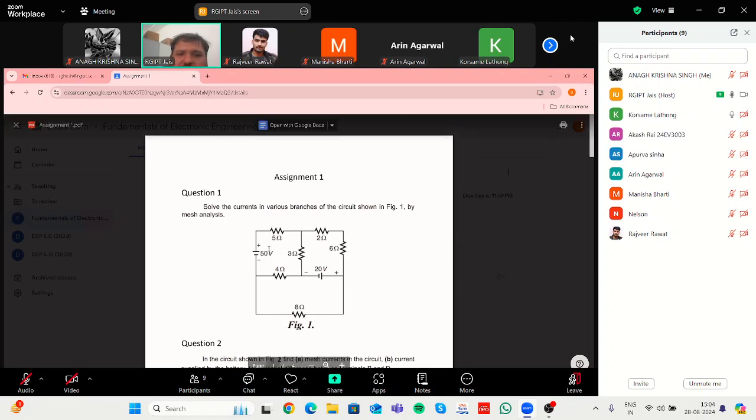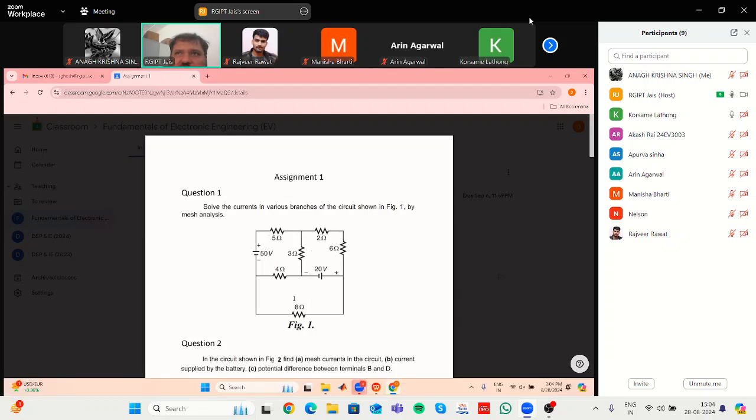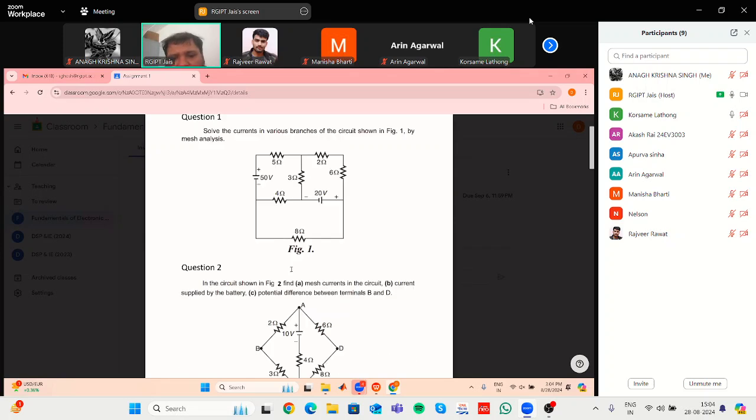So what is the problem here? Mesh 1, mesh 2, mesh 3. In the clockwise direction, let us say some unknown currents, I1, I2, I3. Then write the KVL equation for each of the meshes. You will get three equations and three unknown quantities, I1, I2, I3. You'll be able to solve.